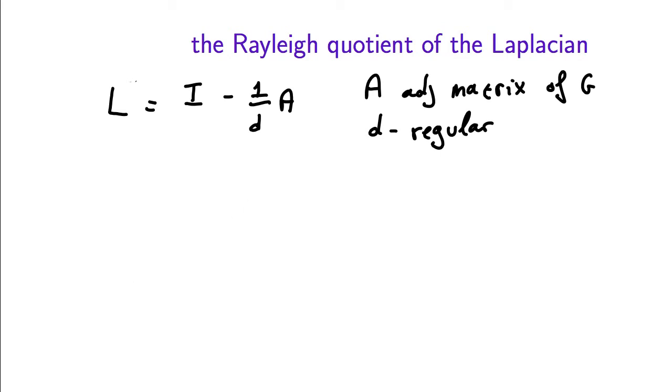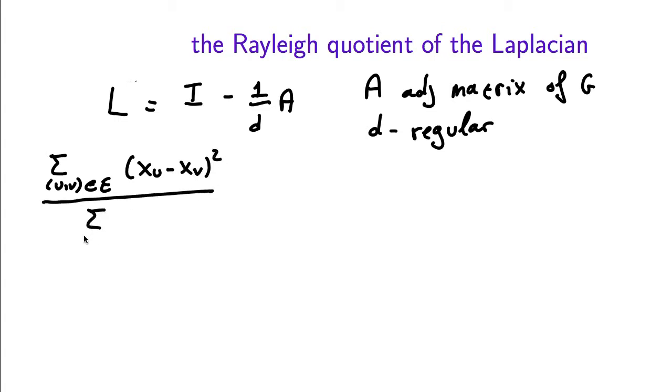I claim that the Rayleigh quotient of x is the following expression: summation over all edges of xu minus xv squared, divided by summation over all vertices of the degree times xv squared. So let's first see what's the numerator of this expression.